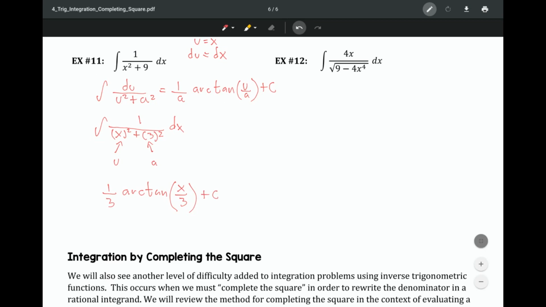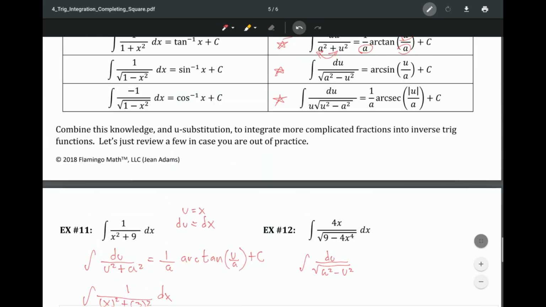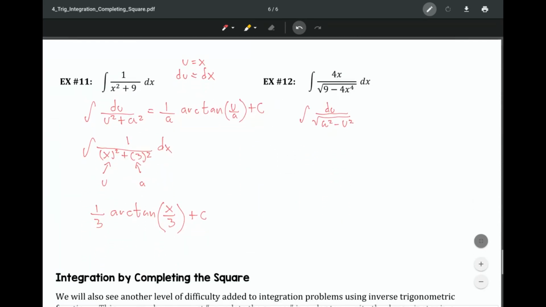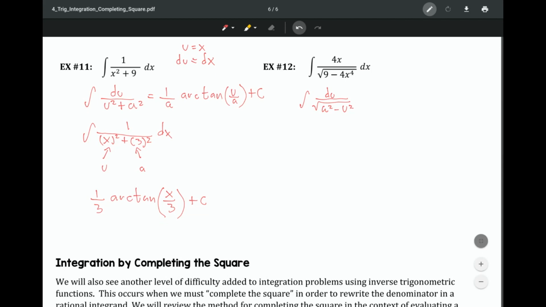All right, let's take a look at number 12. Same thing, look at the pattern. Can you recognize it? This will look like something you could use. Now, I'm going to tell you that the pattern that makes the most sense is this one. There's one that has some minus, there's only one of those, I believe. There's actually two of them, but the other one has a u on the outside, and this one doesn't. This one does not have a function on the outside of the square root. If you get this, the answer is just the arc sine of u over a plus c.